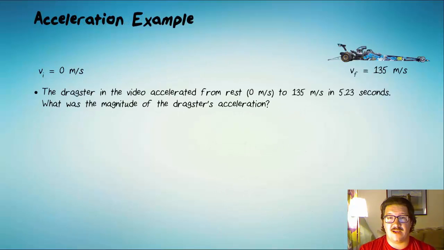The dragster in the video accelerated from rest, which is 0 meters per second, to 135 meters per second in 5.23 seconds. Let's figure out the magnitude of the dragster's acceleration. Notice again, like we've seen before, I'm asking for the magnitude of the acceleration. We don't care what direction it was accelerating for right now.